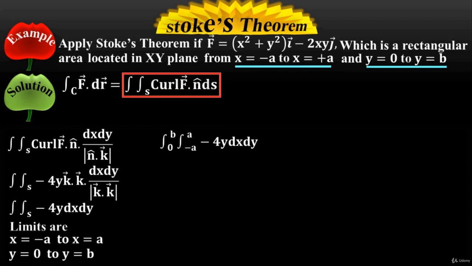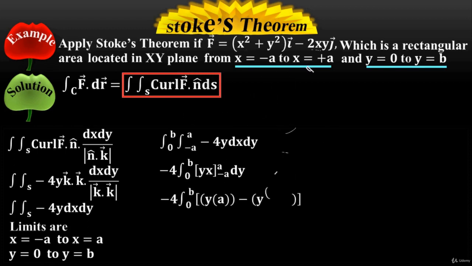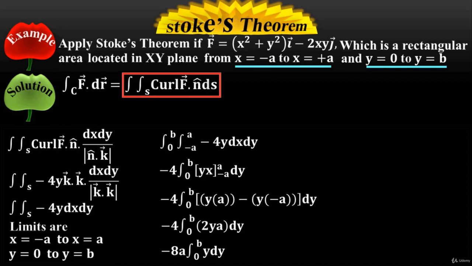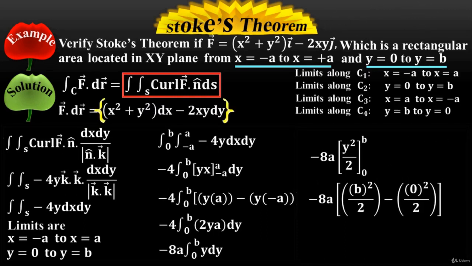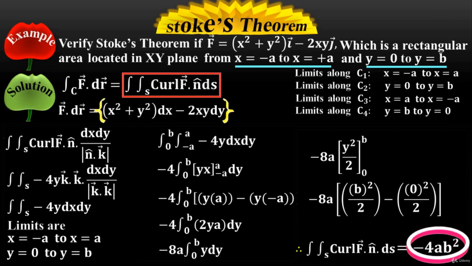First integrate minus 4y with respect to x to have yx. I just took minus 4 out of the integration. Substitute the values of the limits, which are minus a and a, to have 2ay dy. Let me take the constant 2a out of the integration to have minus 8a integral of y dy. Now I'm going to integrate it with respect to y to have y squared over 2. Substitute the limits here, which are 0 and b. So this is the final value for the right side, which is minus 4ab squared.